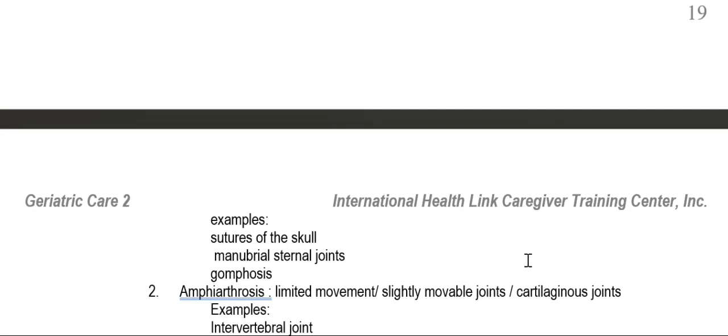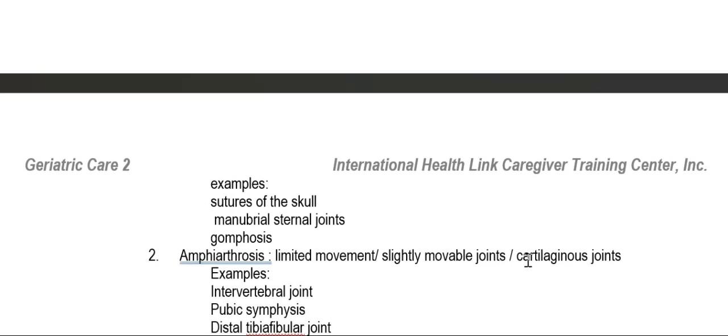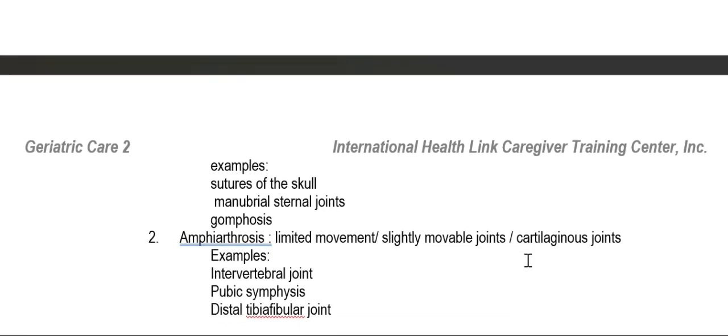Okay. Number 2 is your amphiarthrosis, limited movement, slightly movable joints. And these are your cartilaginous joints. So we have here your examples. We have intervertebral joint, your pubic symphysis joints, and distal tibiofibular joint.